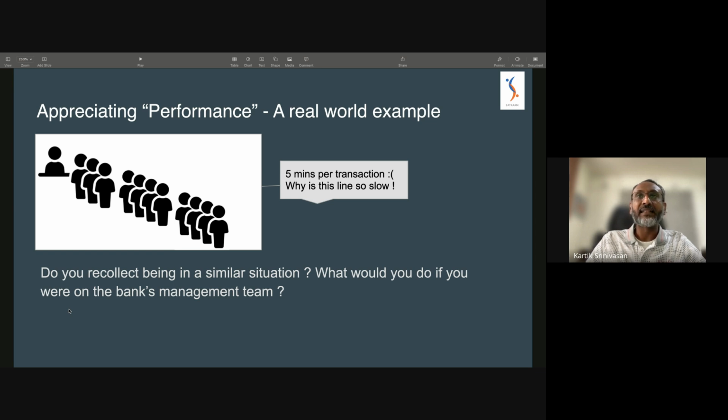You go to a bank, right, and you are standing in the line. There is only one counter in which there is a teller, and you've gone there to withdraw some money from your bank account, and the queue just keeps growing, and this person is not able to move fast enough. How many of you have been in a situation like that and felt really bad and that something better should be done? Anyone?